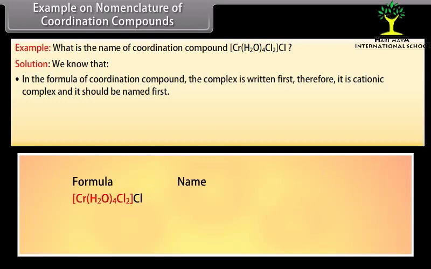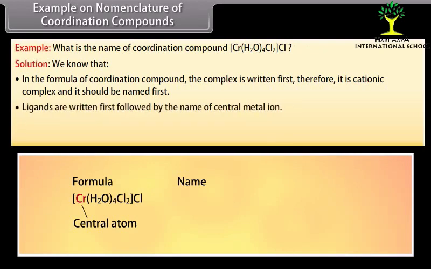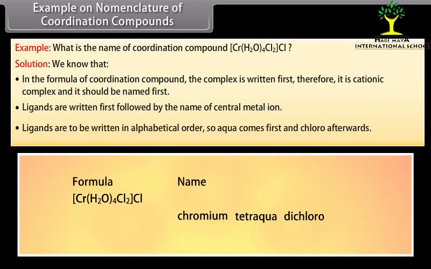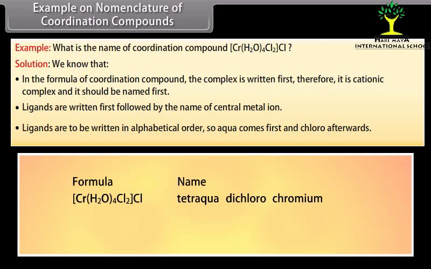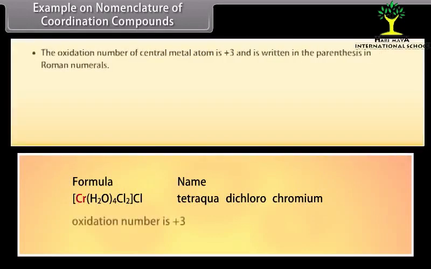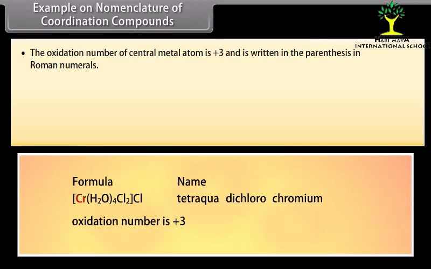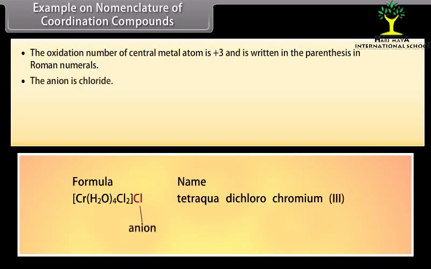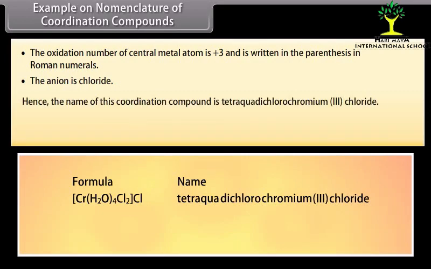In the formula of a coordination compound, the complex is written first, therefore it is a cationic complex and it should be named first. As per rules, while naming the complex, ligands are written first followed by the name of the central metal ion. Ligands are to be written in alphabetical order, so aqua comes first and chloro afterwards. The oxidation number of the central metal atom is +3 and is written in parentheses in Roman numerals. The anion is chloride. Hence, the name of this coordination compound is tetraaquadichlorochromium(III) chloride.